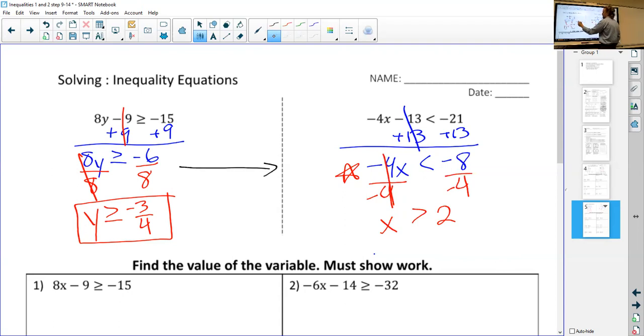Let me show you what this graph would look like. Here is negative 3/4. Here's 0, somewhere to the left of it. Here's negative 1, totally spaced out correctly. Don't worry too much about that. If we say greater than or equal to, we show that with a closed dot. And then since it's greater than, that's going to point everything to the right.